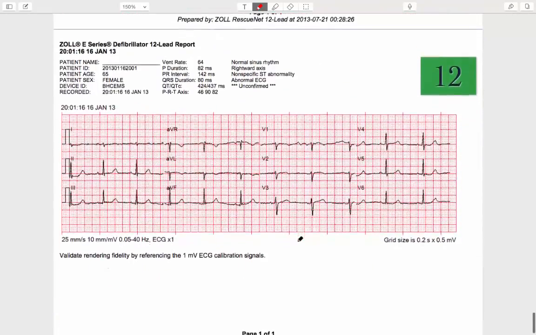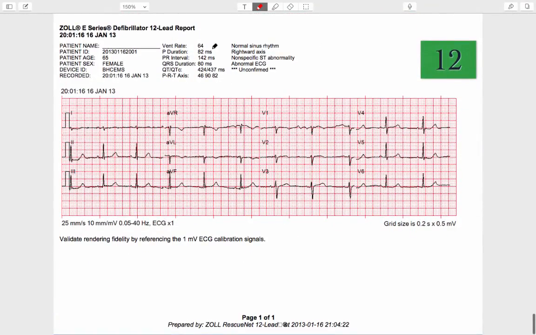Number 12. Rate's pretty nice and normal. Nice discernible P waves. It's good to see some P waves after those last couple. It's a regular rhythm. There's no drop beats, no extra beats. The PRI is okay. The QRS is okay. The QTC is okay. And so we finish up with a normal EKG on number 12.